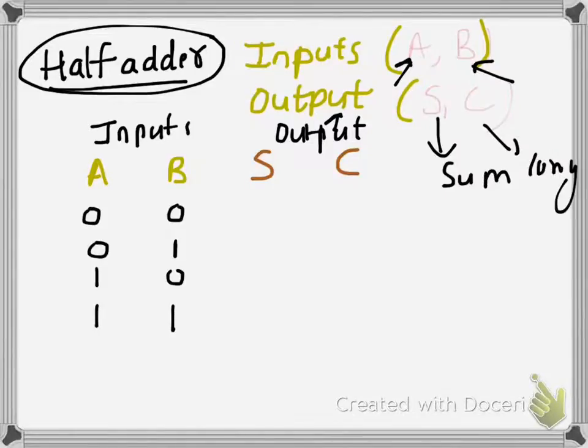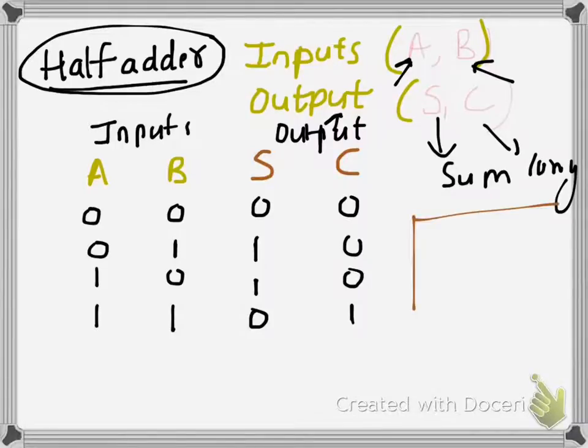Applying the basic boolean rules, 0 plus 0 will give you 0 and the carry will also be 0. 0 plus 1 will give you 1 and the carry will be 0. 1 plus 0 again will give you 1 and the carry will be 0. 1 plus 1 will give you 0 and the carry will be 1. Now a few of the students will have doubt how 1 plus 1 comes out to be 0.